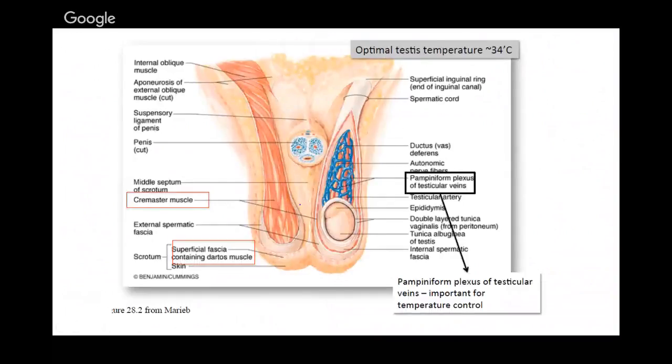So the optimal temperature for the testis is around 34, so 2 or 3 degrees below body temperature. The important structures are the cremaster muscle, the fascia, as well as the pampiniform plexus, because all of them are involved in controlling the temperature of the testis.